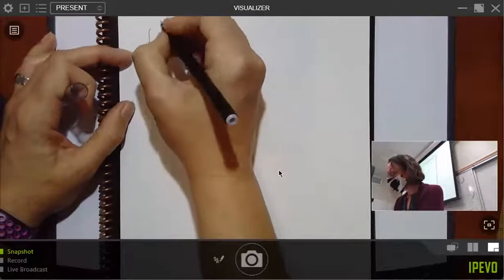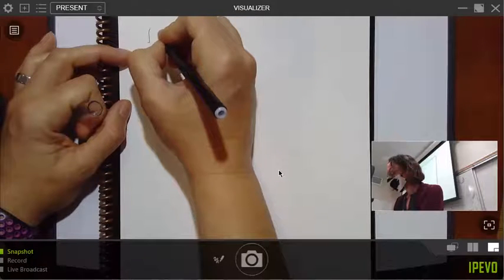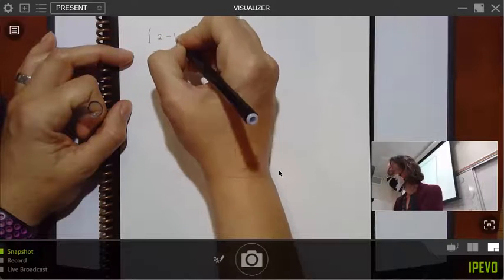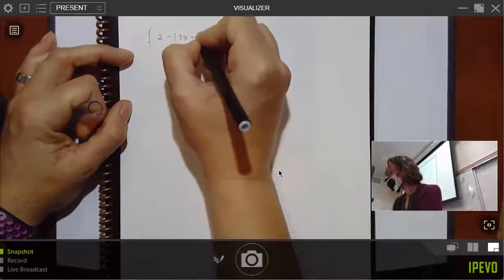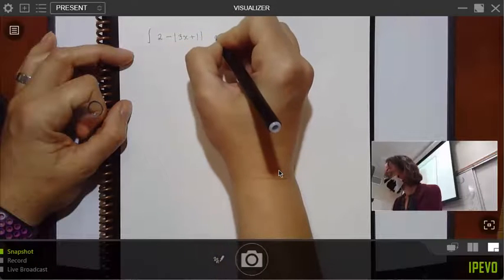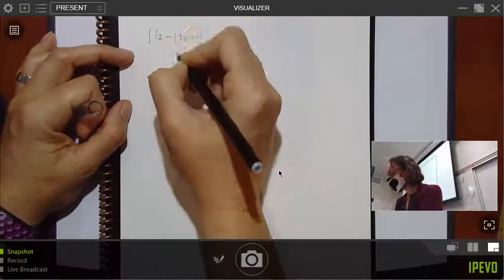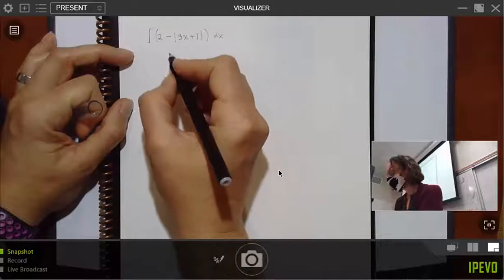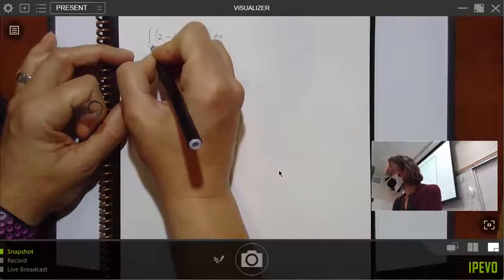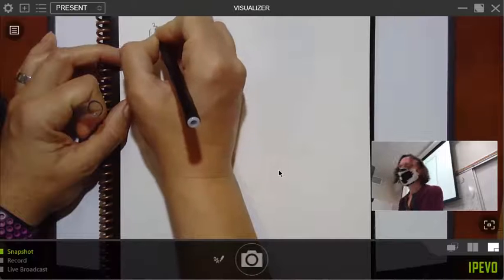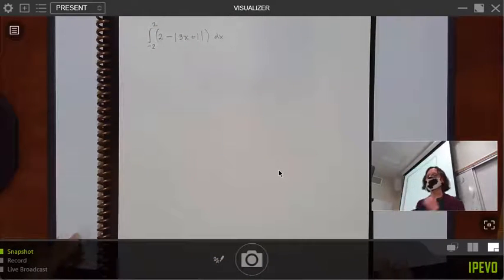We're gonna integrate 2 minus the absolute value of 3x plus 1 dx, and we're gonna go from -2 to 2. It's definitely worse. I have definitely made this worse, in so many ways, all the ways worse.